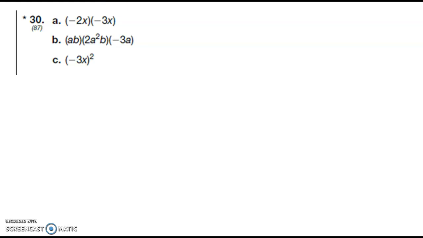Okay, last one, multiplying monomials. So the first thing we do is we multiply our numbers, and then we multiply our variables. So I have negative 2 times negative 3, which is a positive 6. And then I have x to the 1 times x to the 1. So x to the 1 plus 1 is x squared.